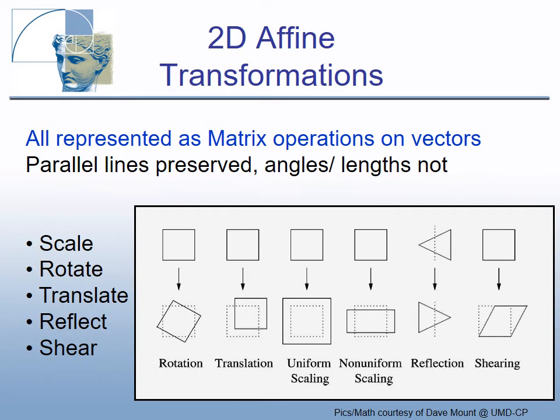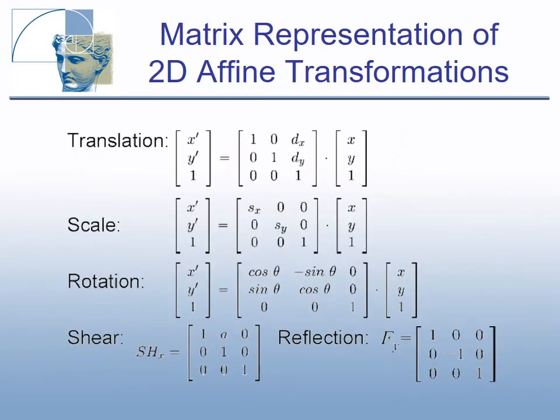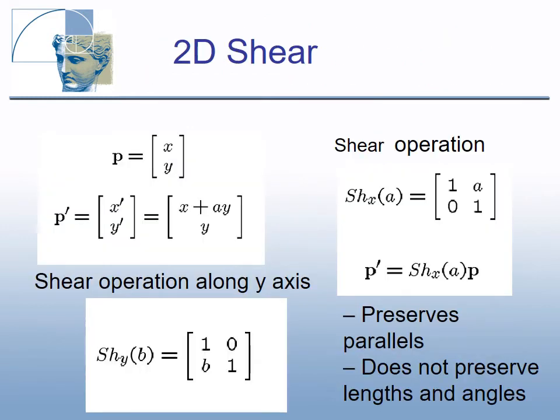This is the full spectrum of so-called affine transformations in 2D. Parallel lines are preserved, but distances and angles are not. All these transformations can be described by homogeneous matrices. There are two new matrices for shear and reflection transformations. The shear matrix has a non-zero element off the main matrix diagonal, in the first row for the x-axis and in the second row for the y-axis.